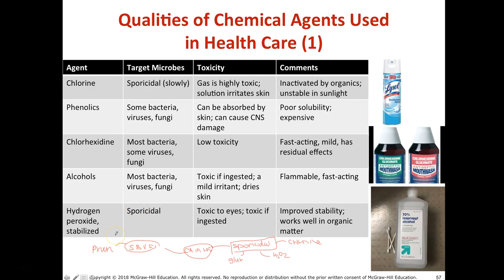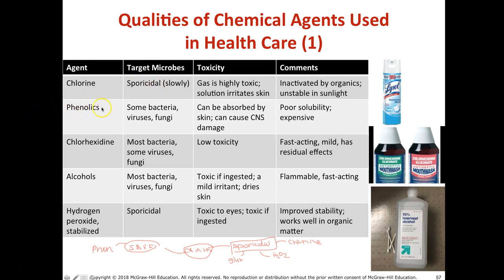So let's talk about chlorine first. This is sporicidal, although it works slowly. This is going to basically kill off the most resistant of microbes, and its toxicity is in its gaseous form. So you don't want that to be present in your surroundings. You want it within a solution, but when it is in solution, you want to make sure you don't get it onto your skin, as it can be irritating. They are inactivated by organics, and they are unstable if in sunlight, so keep it out of there.